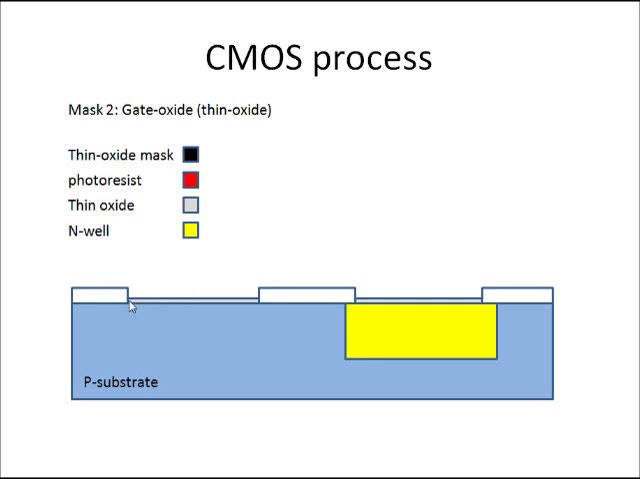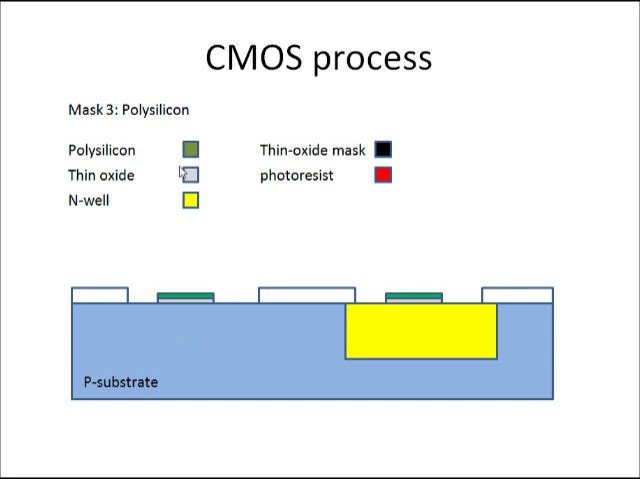So in this slide, you'll see the openings created and the thin gate oxide deposited on the surface of the P substrate and the N-well. Next, a layer of polysilicon is deposited over the thin oxide to form the gate. The polysilicon is used to form the gate of the transistor.